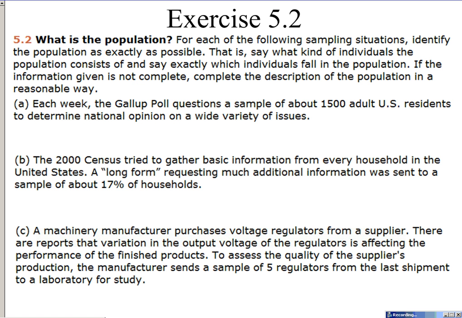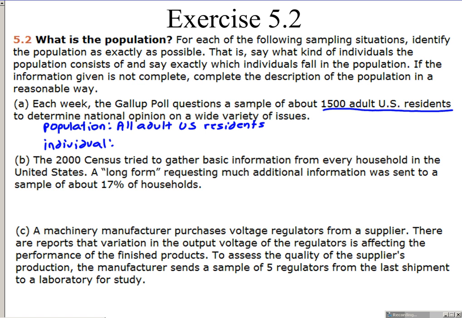So let's start with the population. The targeted population here, our sample is 1,500 adult U.S. residents. So our population is going to be all adult U.S. residents. If you know the sample, then you are going to know exactly what your targeted population is. We also are to say which individuals fall in this population. An individual within that population would be one adult U.S. resident.